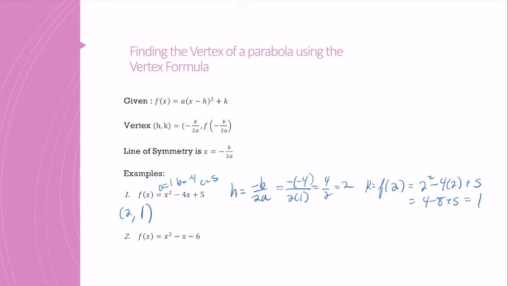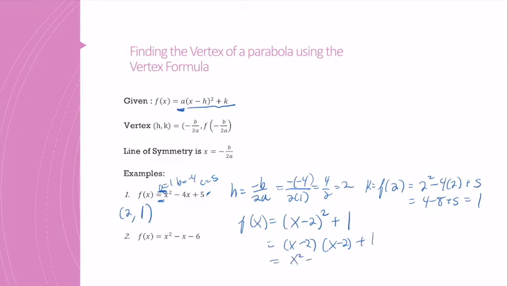So let's go ahead and write this in vertex form. I'm going to have f of x equals x minus 2 squared plus 1. My a in this case is 1 because that's my leading term. So let's FOIL this back out and see if we get the same answer. If I have x minus 2 times x minus 2 plus 1, that gives me x squared minus 2x minus 2x plus 4 plus 1. So I get x squared minus 4x plus 5.